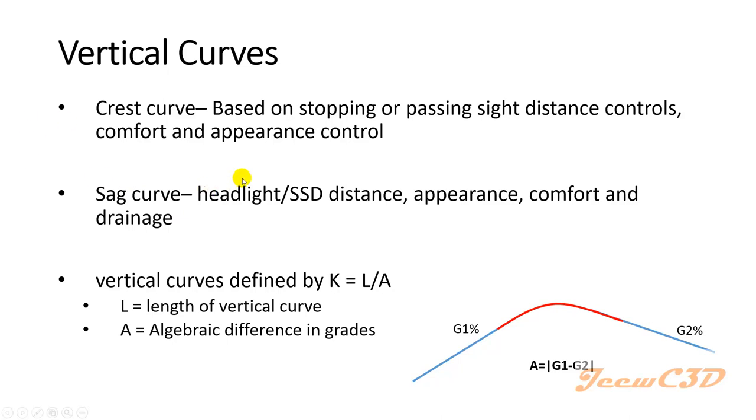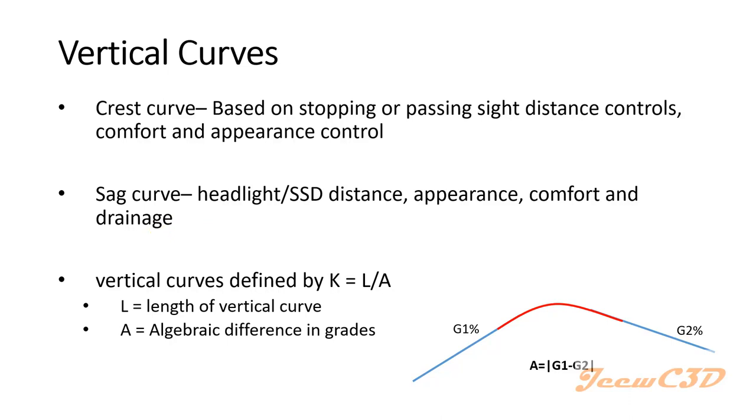So, in sag curves, mainly we are looking at headlight sight distance and stopping sight distance, apart from the appearance, comfort, and especially the drainage criteria, because at a sag curve like this, in the center of the sag curve, the water will be collected because of the shape. So, we have to pay more attention to the drainage part in those sag curves.